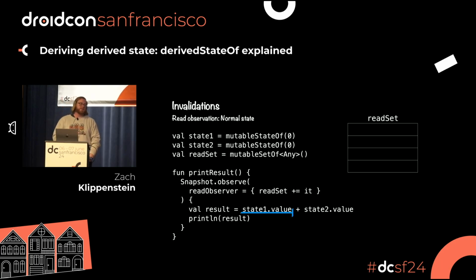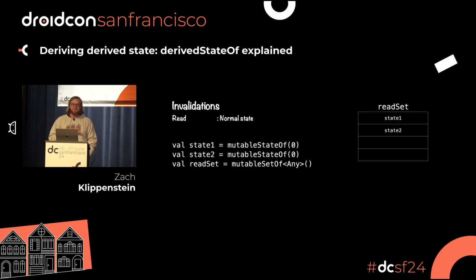So we run this function. We're going to call state1.value. And when that getter is running, it's going to invoke the read observer. So we're going to add state1 to the read set. Then we're going to run state2.value. It's going to call the read observer again. And we're going to add that to the read set. Then we're going to print out the result. And we're done. All right, now that's the observing part, phase one.